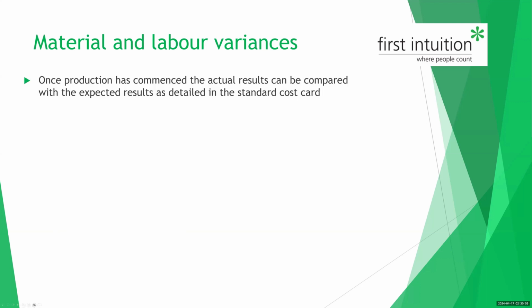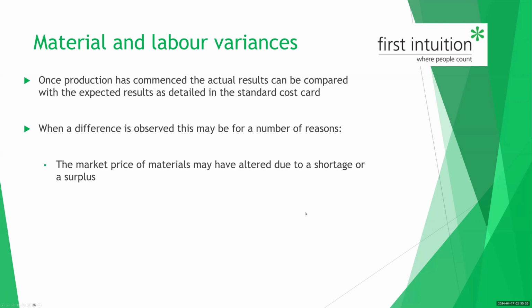Further down the line, once we have started producing and selling our product, we can look at what it is really costing us in comparison with what the cost card tells us it should cost. If we see a difference, there are a lot of reasons that can happen. The market price may have altered due to a shortage or perhaps a surplus. We've often heard the example of a good coffee harvest, so the price of coffee falls, or bad weather in the Amazon and the price of coffee rises.